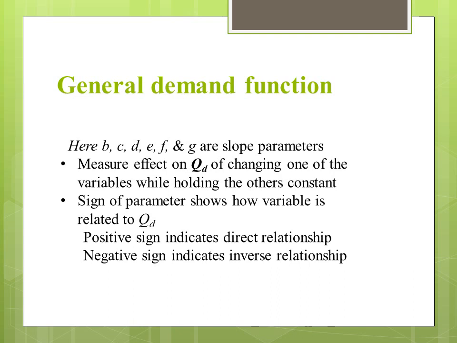Here QD is equal to A plus BP. Here P represents the price, plus CM, and M represents the income of consumer, plus DPR. PR represents the price of related goods, plus E, the taste of consumer, plus the price of expected future goods, plus N, which represents the number of consumers.